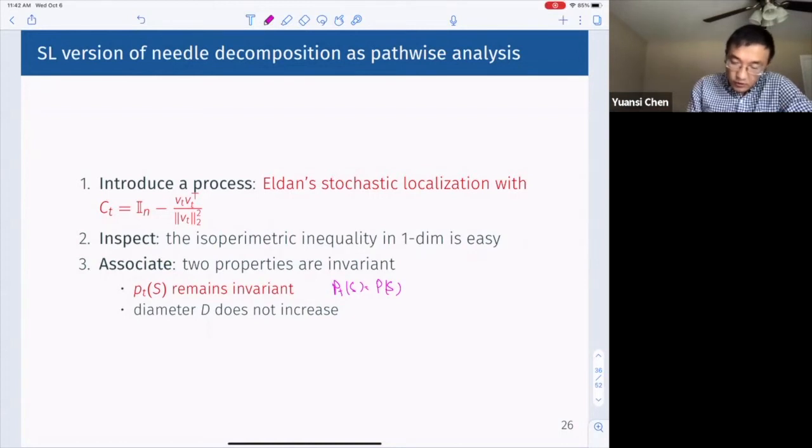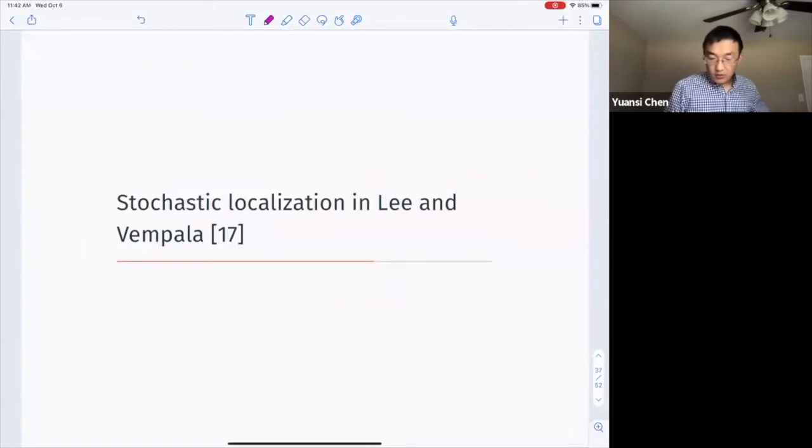Then you only care about the change in the isoperimetric coefficient, but the isoperimetric coefficient will be similar because if you have a density that's diameter D in the beginning, you end up with a density that is diameter less than or equal to D. Okay, so that is the stochastic localization of needle decomposition. The question is that we have chosen this control matrix like this. The question is, can we do better here using other variants of this stochastic localization? And the answer is yes.